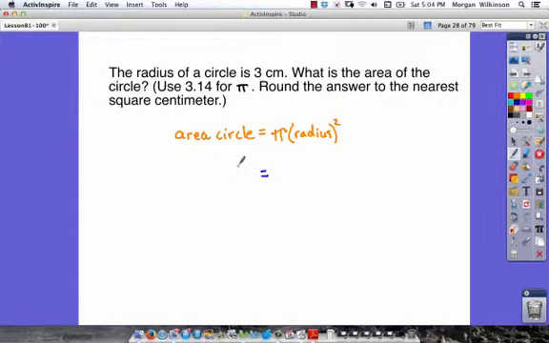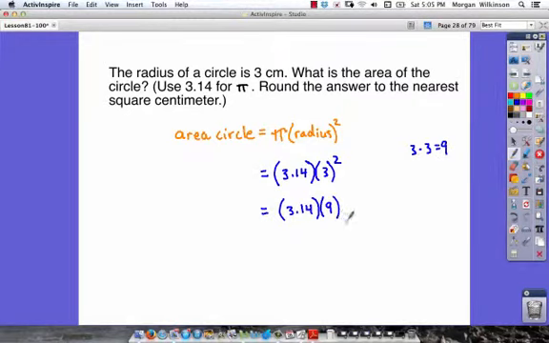So the area of the circle is going to be equal to, well, the radius is 3, and it says to use 3.14 for pi. So pi, that's 3.14. The radius was 3, and we have to square that to find out what our area is. Now, we always have to square things, or do our powers, before we multiply. So we're going to get 3.14 times 3 squared, and remember 3 squared just means 3 times 3, and that's equal to 9. So we've got this here.